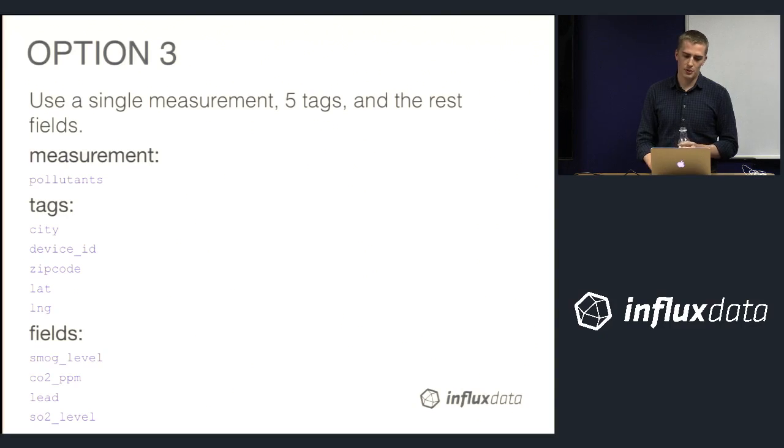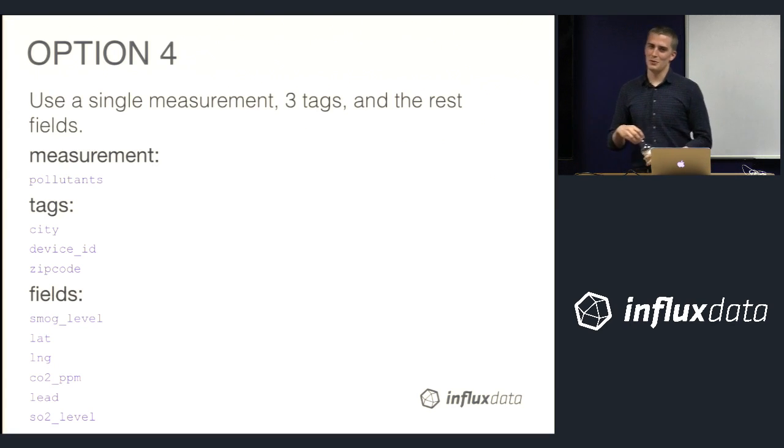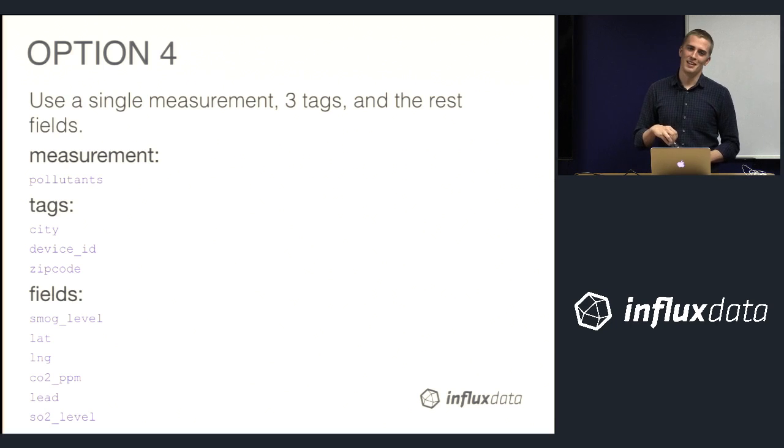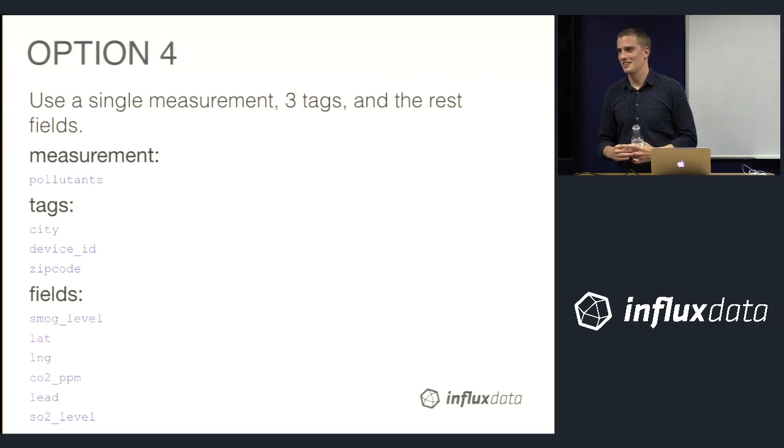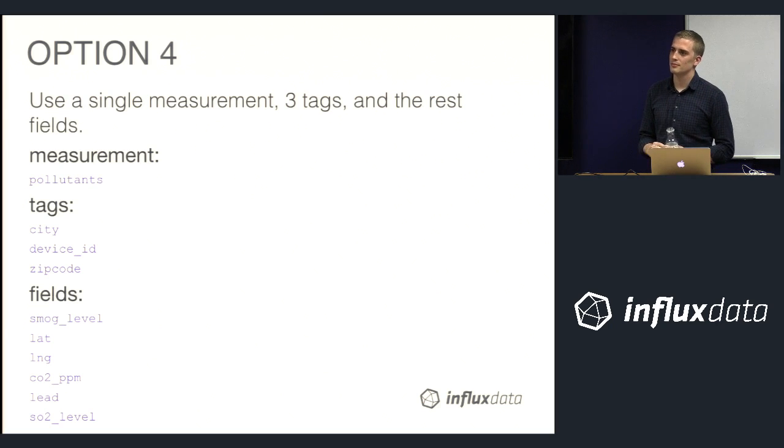We also have option 3, which is to do a single measurement with 5 tags. And actually, I think I lied on the latitude and longitude. So avoid my advice about the latitude and longitude. Yeah, it should be a field. I thought we were doing fields, but I still don't quite understand how it gets cut properly.